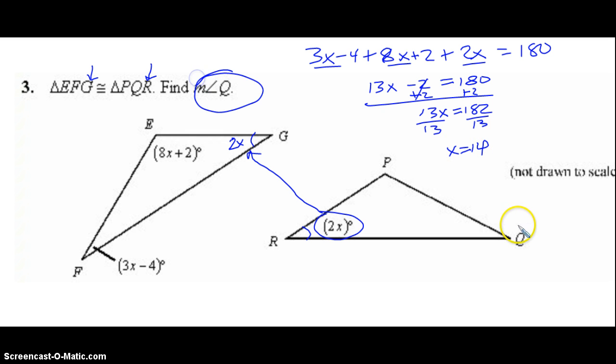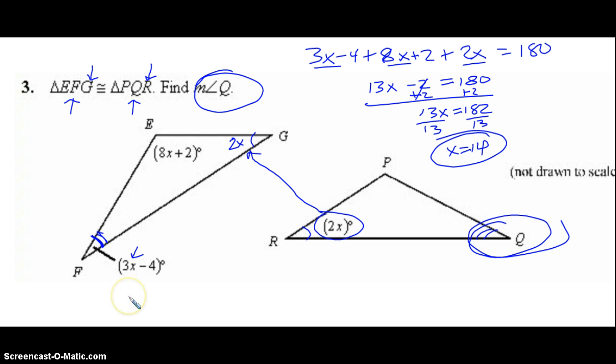Now, the question: angle Q is what I want. What does angle Q match with? Because I don't have any information. Q would have to, since it's in the middle, be congruent with F. So there's F. Q matches with F. So here's some information I could use. The 14 is going to have to plug in right there. So 3 times 14 is 42, minus 4 is 38. And so Q must also be 38 because those angles are congruent.